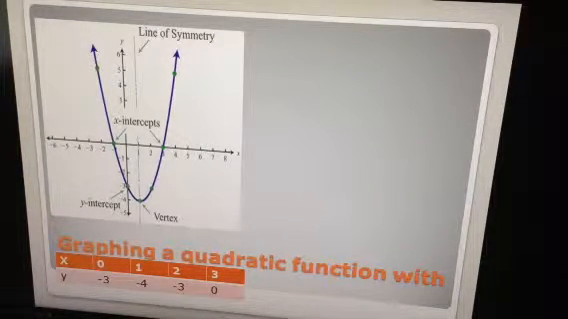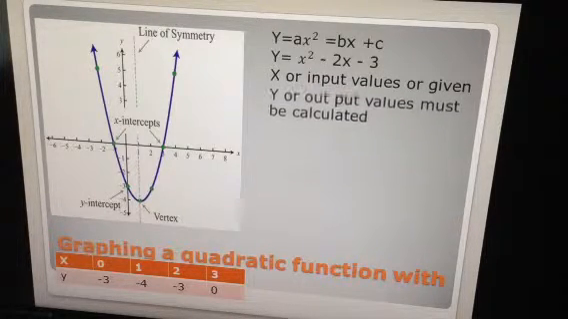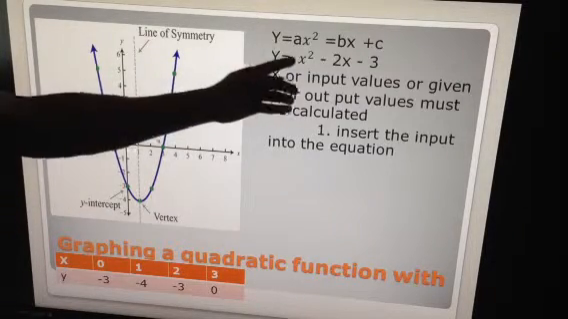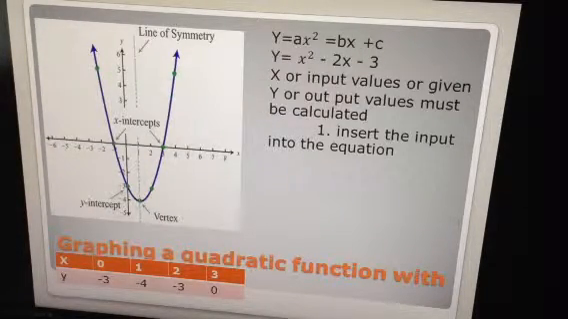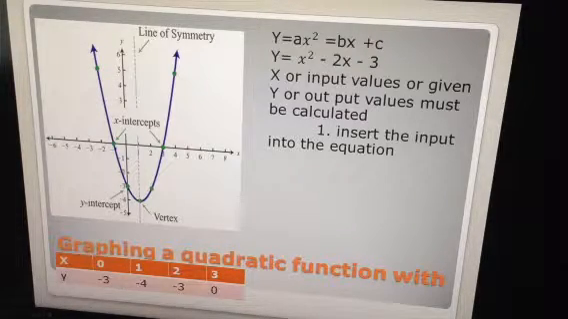Now, when we want to graph a quadratic function, the following procedures need to take place. First, our equation is y equals x squared minus 2x minus 3. Our input, or our x values, are already given to us. In this case, they are 0, 1, 2, and 3.